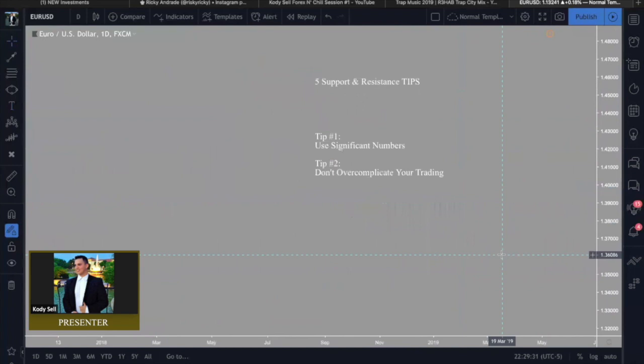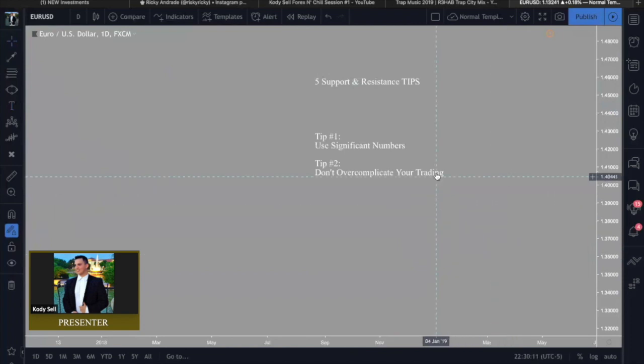Don't overcomplicate your trading. Leave it nice and simple. Don't overwhelm yourself with support and resistance levels. These are meant to be a simple and easy concept. Don't stress over whether or not you have the exact perfect level. Again, remember that they are zones. Don't stress out over that. Focus on the concepts and focus on the actual trades themselves.